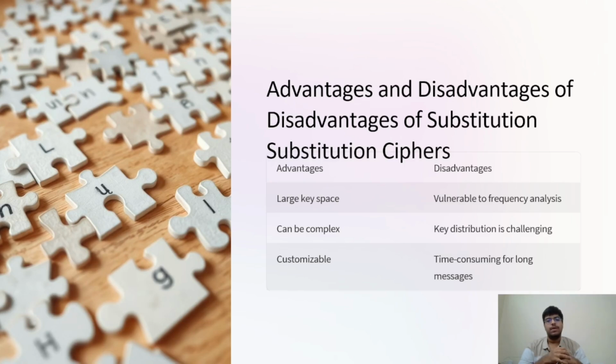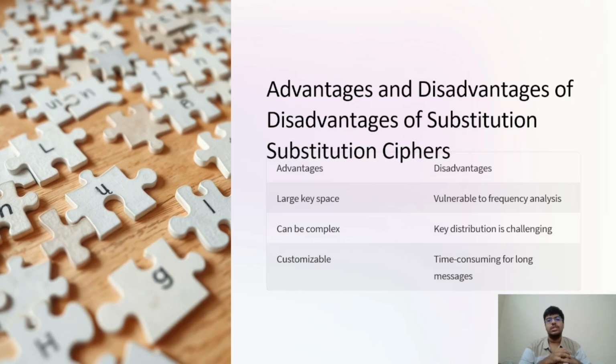Now we will see some advantages, the first being the large key space. Since the English alphabet has 26 letters, you have a very large key space to adjust your frequency on. Next, it can be very complex. Yes, even a single mistake can lead to a whole different message, or maybe corrupt the message, but it is very customizable.